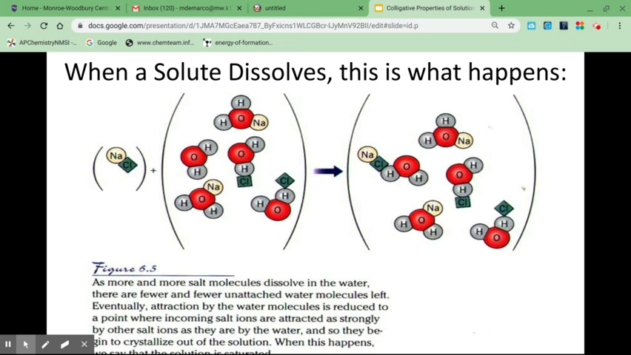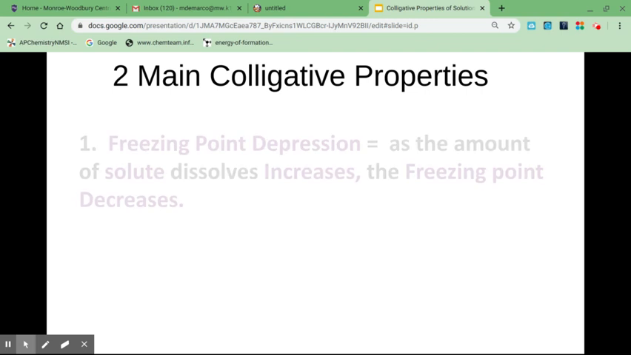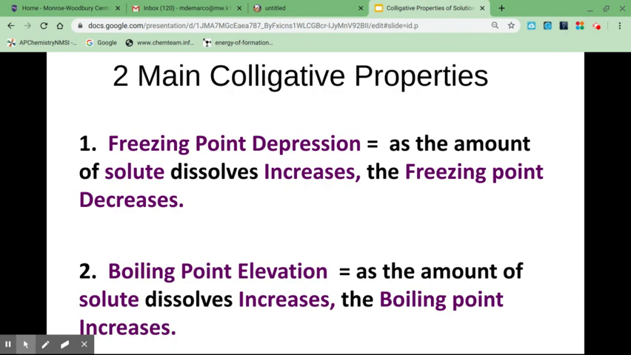Now, when we're talking about colligative properties, there are only 2 that we have to worry about. There are a few others, but the 2 main ones for us are freezing point depression and boiling point elevation. And the great thing about these 2 colligative properties is that when we're talking about freezing point depression, the words freezing point depression tell you what's happening. If I take a solute and it dissolves in water, the freezing point goes down. So as the amount of solute dissolved increases, my freezing point decreases.